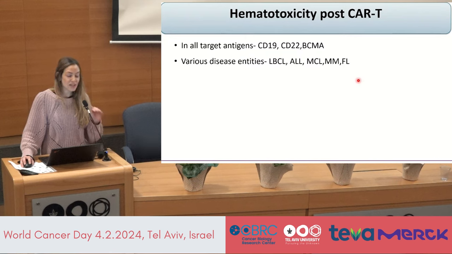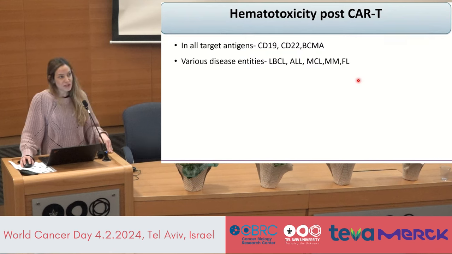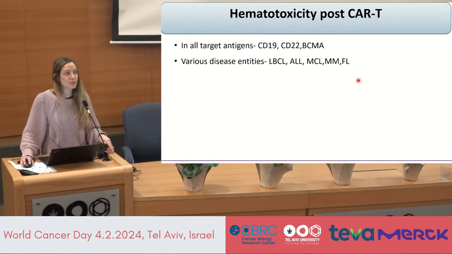So what is unique in the hematotoxicity post-CAR T? First of all, we see it in all CAR T products, no matter if it's targeting CD19, CD22, BCMA. We see it in all of these targets, and also in the various disease entities: B-cell lymphoma, follicular lymphoma, multiple myeloma, B-cell ALL, and mantle cell lymphoma.